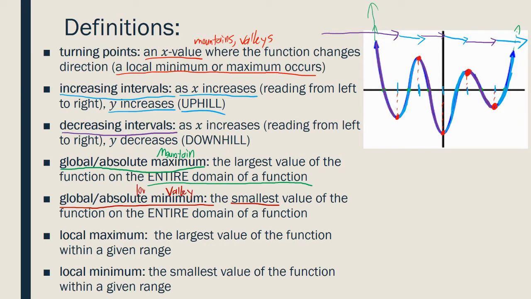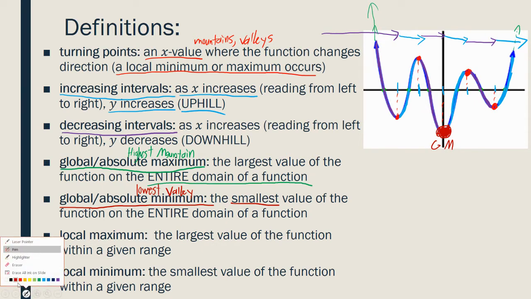So this is the lowest valley. And this up here was the highest mountain. So on this function, you'll notice that this point right here, I'm going to draw a big circle right here. That point right there is a global minimum because it is the lowest point on this function. It is the deepest valley of this entire function. So that's my global or absolute minimum.